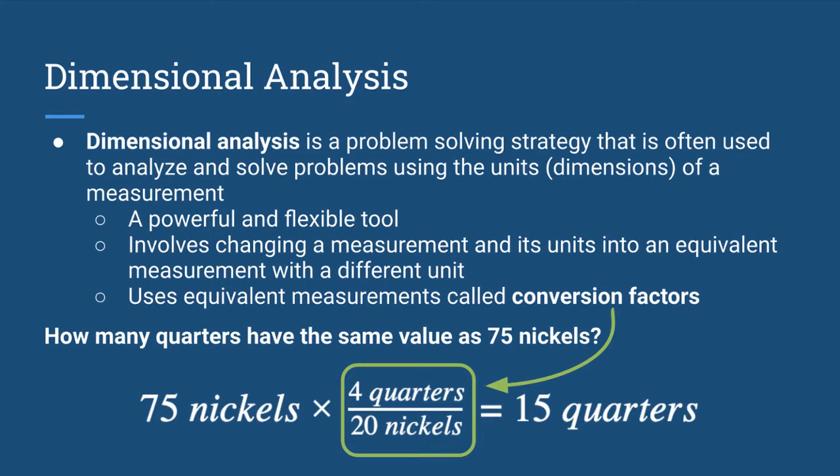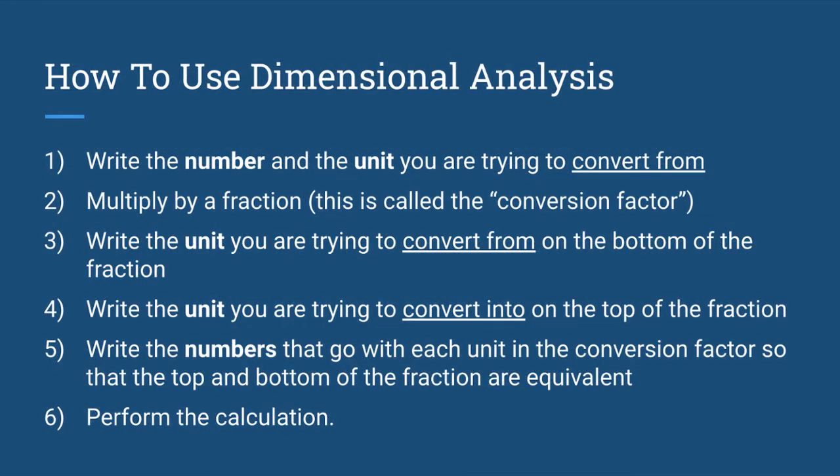In the example here, where we're trying to convert 75 nickels into quarters, the conversion factor is 4 quarters over 20 nickels, because 4 quarters is equivalent to 20 nickels. These are the steps of using dimensional analysis. If you know how to do these steps, you don't actually have to know how to solve the problem. Just do these steps, and the dimensional analysis will solve it for you.